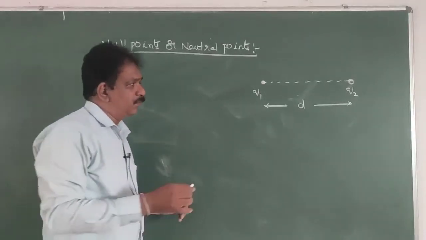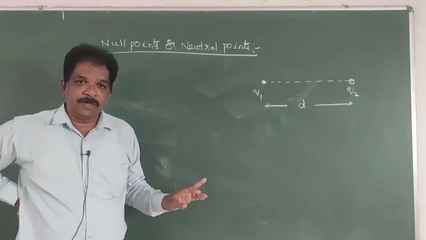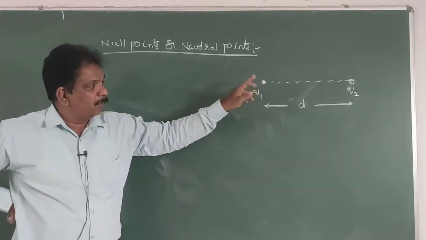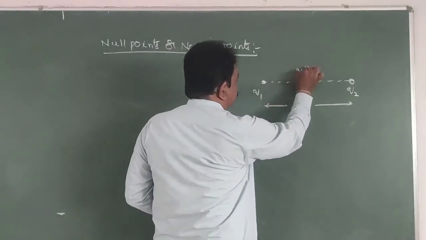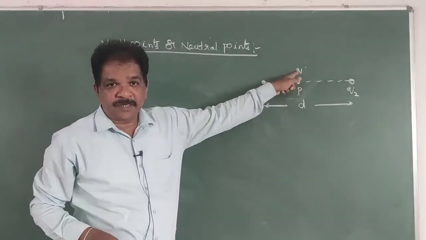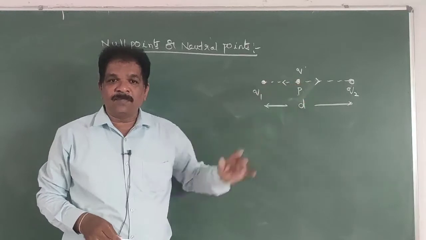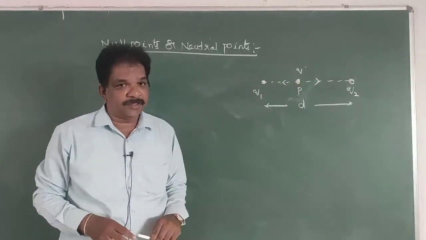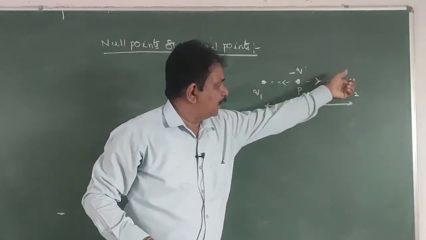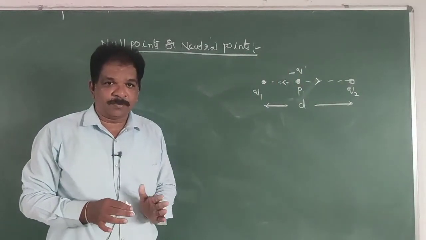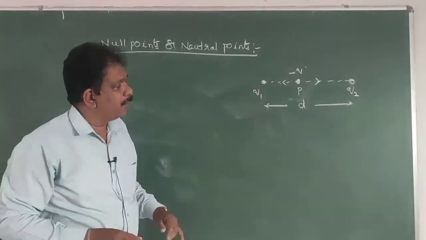Clear? If these two are like charges, then a neutral point will be formed in between the two charges. If you place another charge Q here, this one will repel, and that one will repel, because like charges, so there is a chance of forming a neutral point because the forces are in opposite directions. If you take minus Q here, Q1 will attract this, and Q2 will attract that, so in between them there is a chance of forming the neutral point. So what you have to understand: if these two are like charges, the neutral point will be formed in between the two charges.